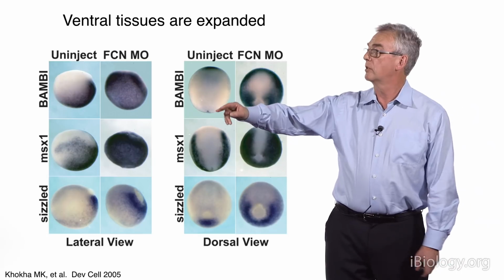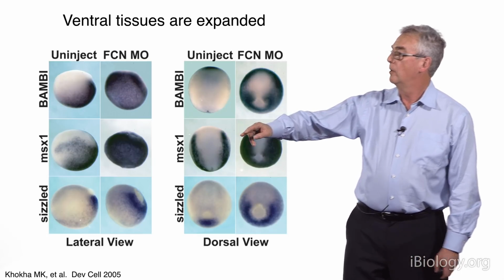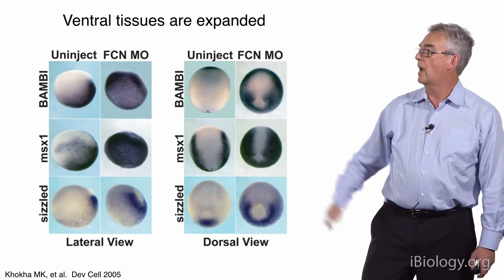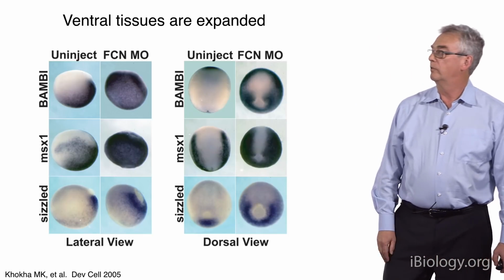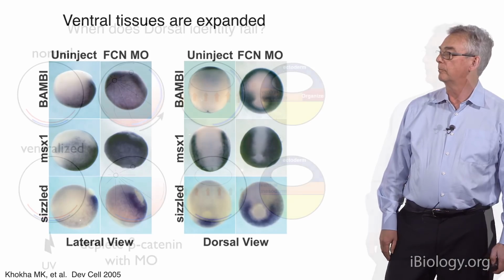So here, for instance, let's look at MSX1. It's expressed just in the flank, but in this manipulated embryo, there's just a narrow stripe left of non-expressing tissue. So all these ventral tissues are expanded.